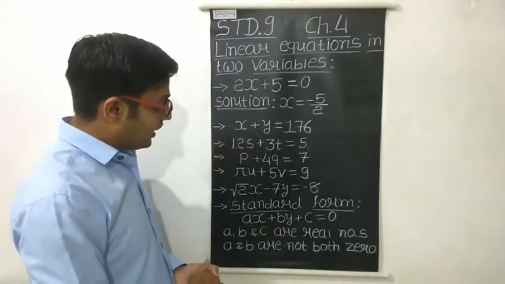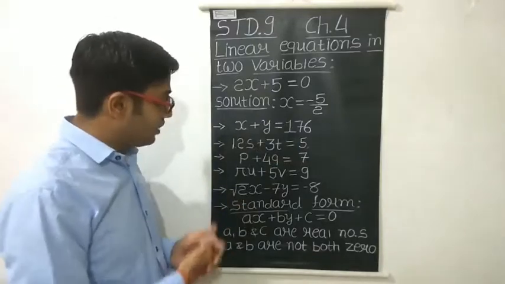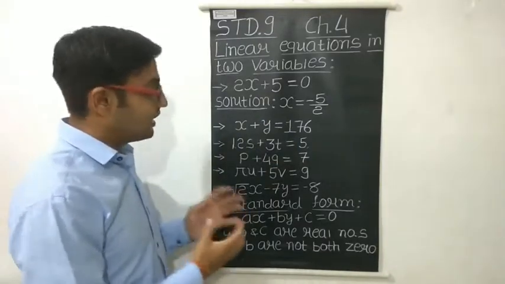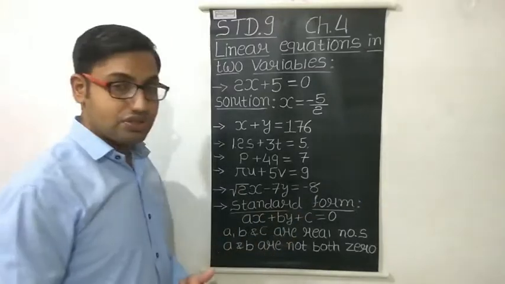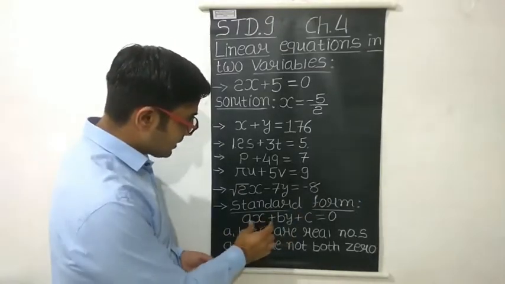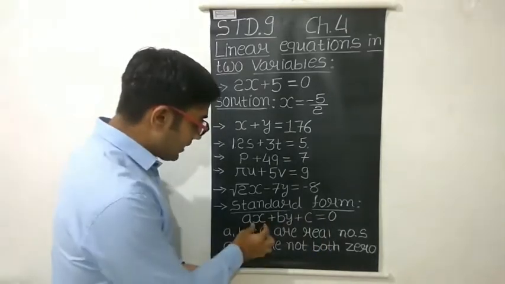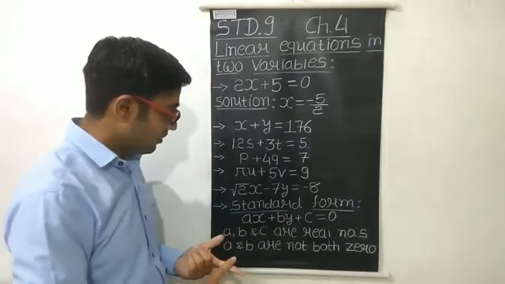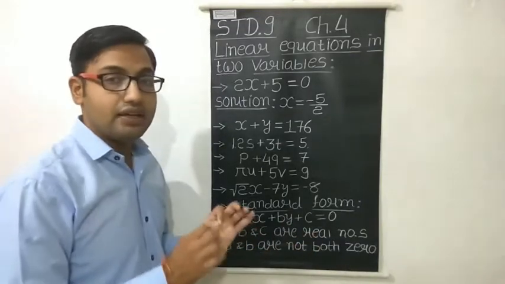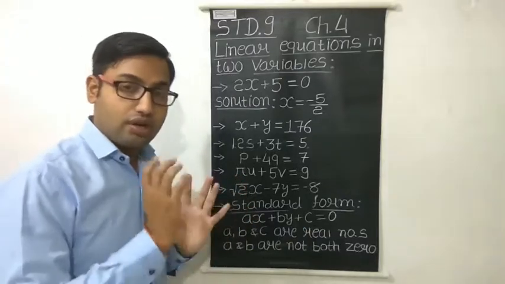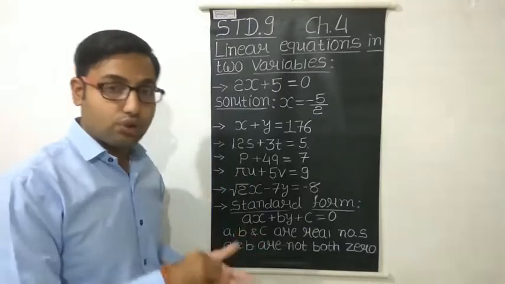Okay, so can we write down the standard form of this kind of equation? Yes. So how can we represent this linear equation in two variables in standard form? The standard form of this linear equation in two variables is ax plus by plus c is equal to 0. Here x and y are the variables. What are a, b and c? A, b and c are real numbers. They are constants.